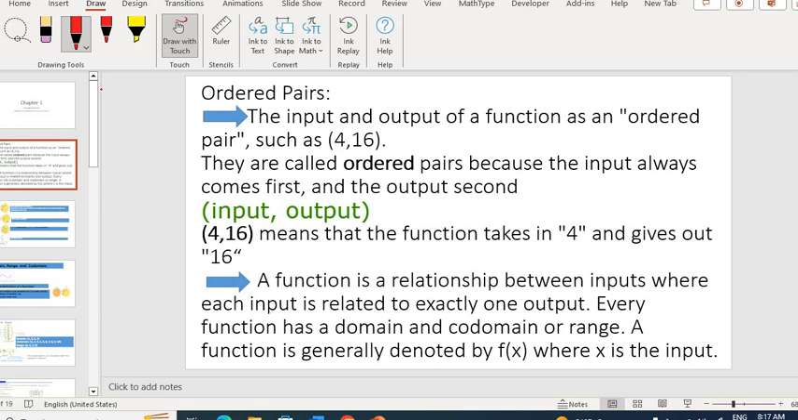A function is a relationship between inputs where each input is related to exactly one output. Every function has a domain and a codomain or range. Every function has a domain, codomain or range. When it will be defined as codomain and when it is range, inshallah I will discuss that. A function is generally denoted by f(x), where x is the input. Input means this x means 4, 3, whatever you have.